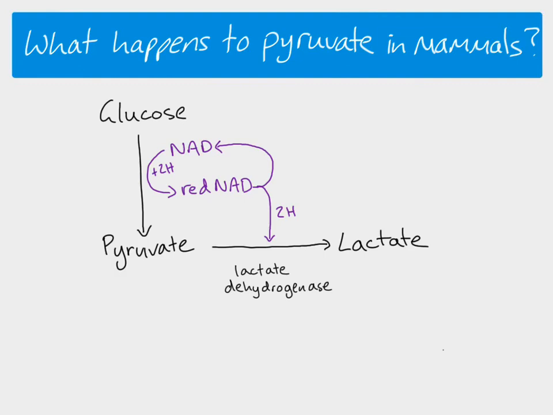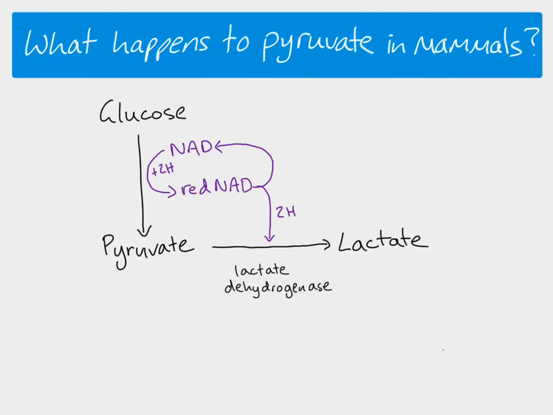Now, just something to be very careful of here. You need to know this name, but beware, because dehydrogenase normally is the enzyme that would remove hydrogen from something. But here, as the pyruvate goes to lactate, we're adding hydrogen. And that's just because this enzyme actually can help this to go both ways.